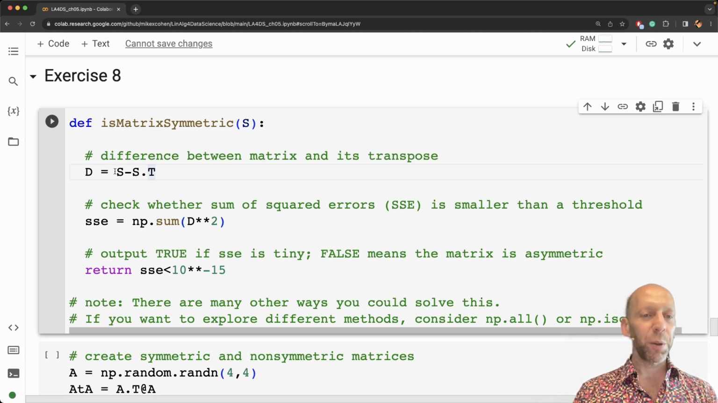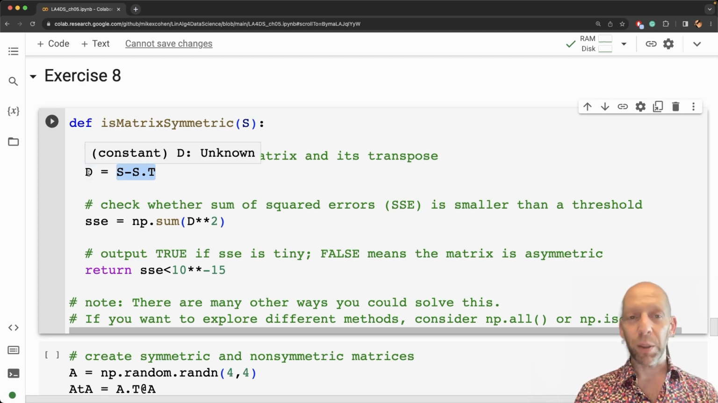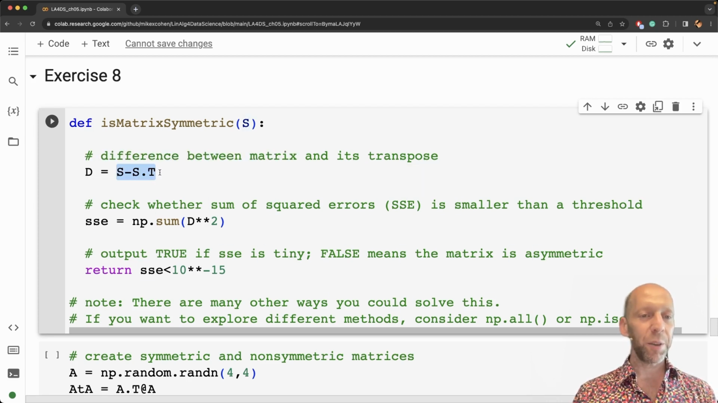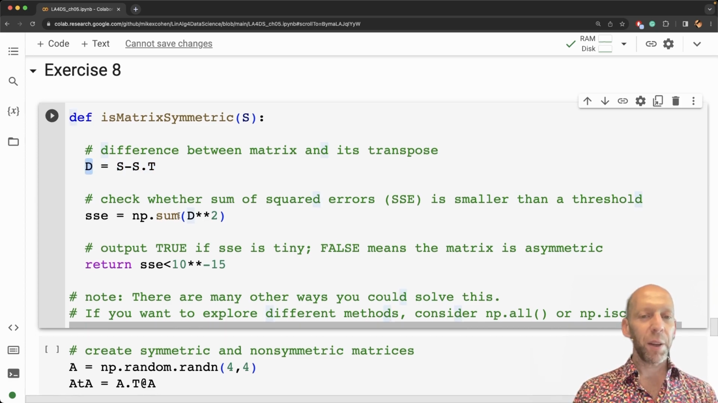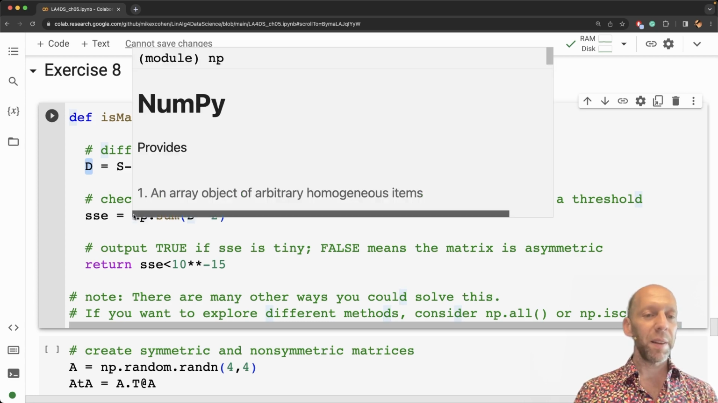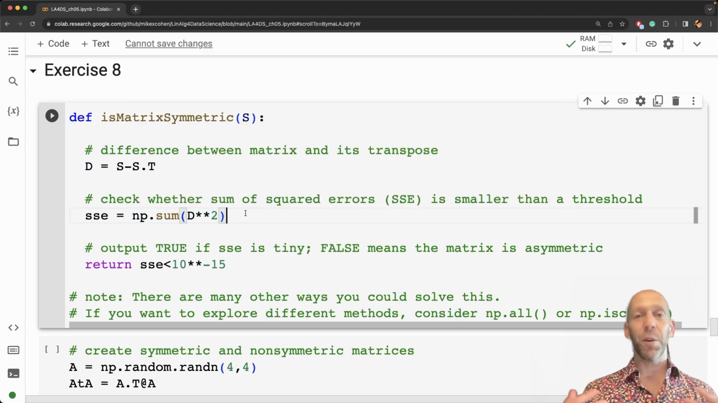Okay, so what I do is compute a difference matrix. So S minus S transpose. And by the way, this will already crash if the matrix is non-square, which is fine because only a square matrix can actually be symmetric. Okay, so then I get a difference matrix. And here what I do is compute something called the sum of squared errors. So I square all the elements in this difference matrix and then sum them all up. So this is actually like a norm of the matrix. So it's like I'm computing a norm.